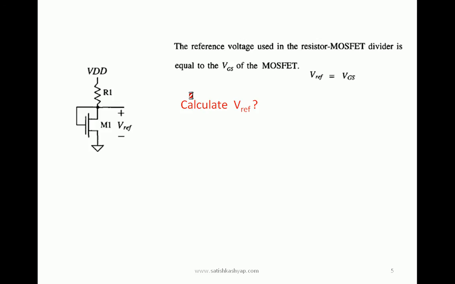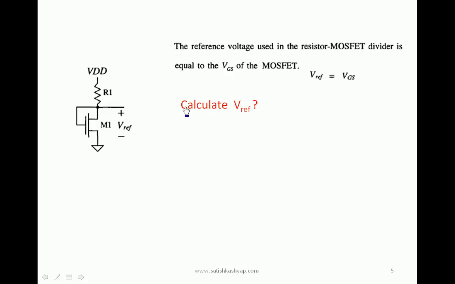So what is the value of V reference for this resistor MOSFET model? V reference is nothing but the voltage from the drain of M1 to ground. Since drain and gate are shorted, the voltage V reference can be treated as the gate to source voltage. So V reference is nothing but VGS for this one. But how do we calculate VGS?